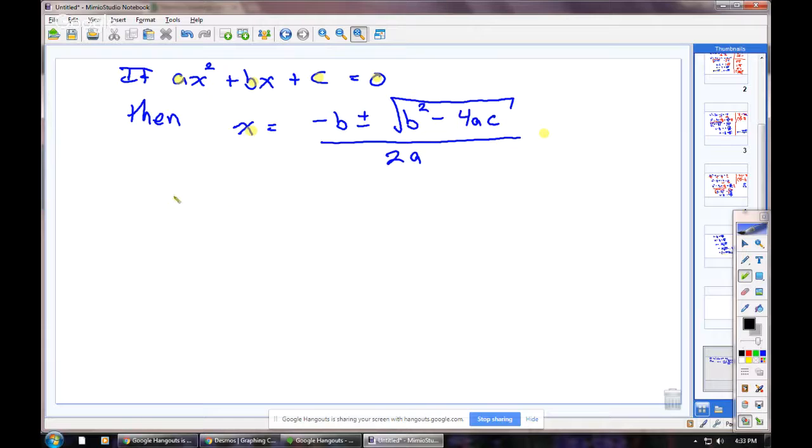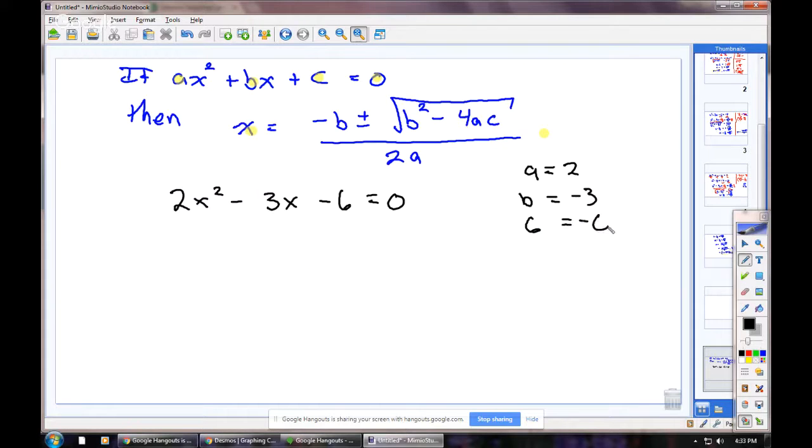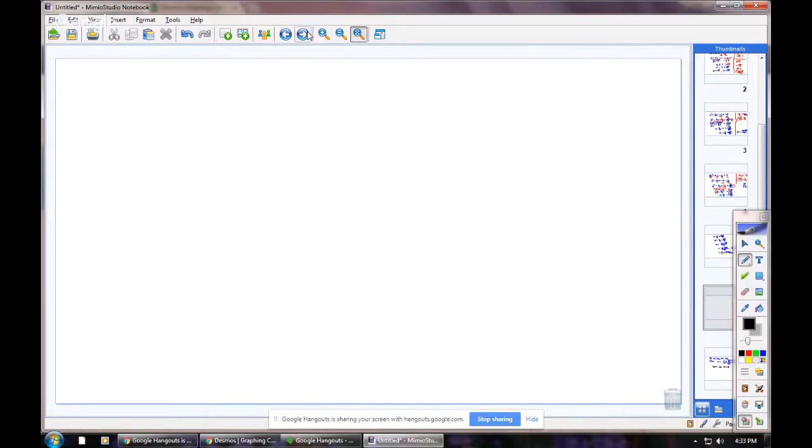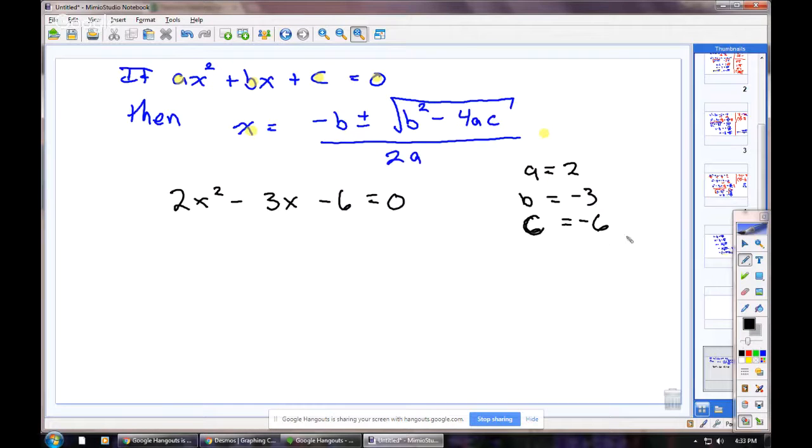So on the problem we just did, we had 2x squared minus 3x minus 6 equals 0. So I'm just going to make a note. A is 2, B is negative 3, C is negative 6. Double check that I copied those right. 2, negative 3, negative 6. Yeah, so then I just carefully plug in here.